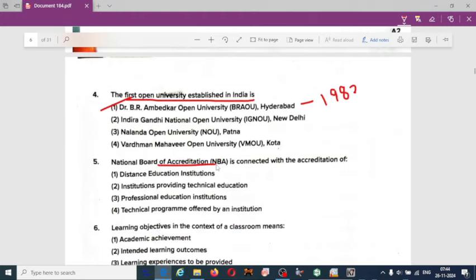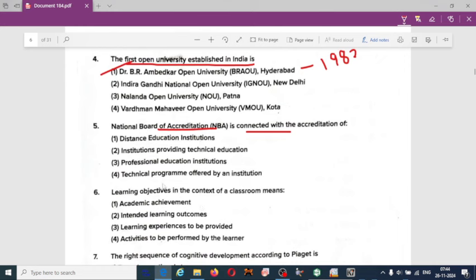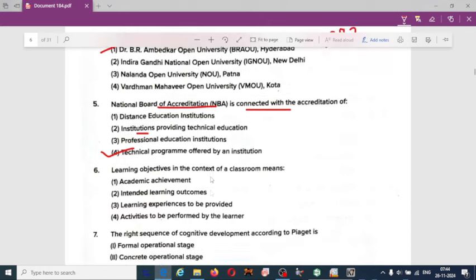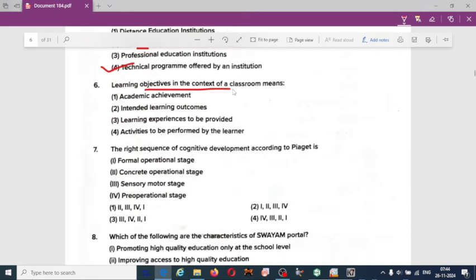National Board of Accreditation is connected with the accreditation of technical education, professional education institutions, technical programs offered by an institution. So the fourth option is correct. This one and this one look the same, but the fourth is the technical program offered by an institution. Learning objectives in the context of classroom means academic achievement, intended learning outcomes, learning experience to be provided, activities to be performed by the learner. If you carefully observe, option 3, learning experience to be provided.